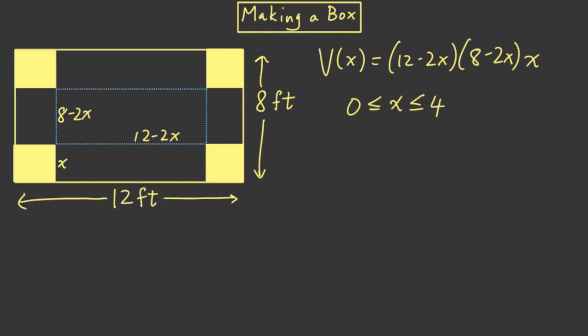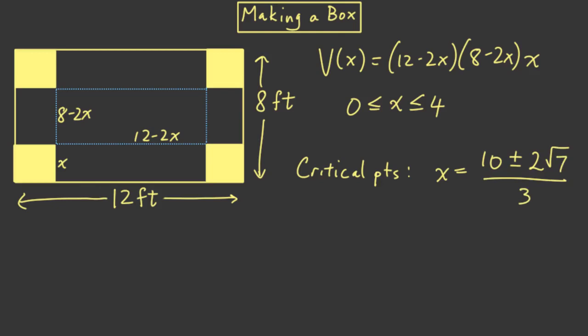All right, well, once you've done that, then we can solve for the critical points, and you should have found two critical points, (10 plus or minus 2 square root 7) over 3, but only one of those is in the allowable interval. So that's x equals (10 minus 2 root 7) over 3, which is approximately 1.57 feet. The other critical point gives you a nonsensical box.